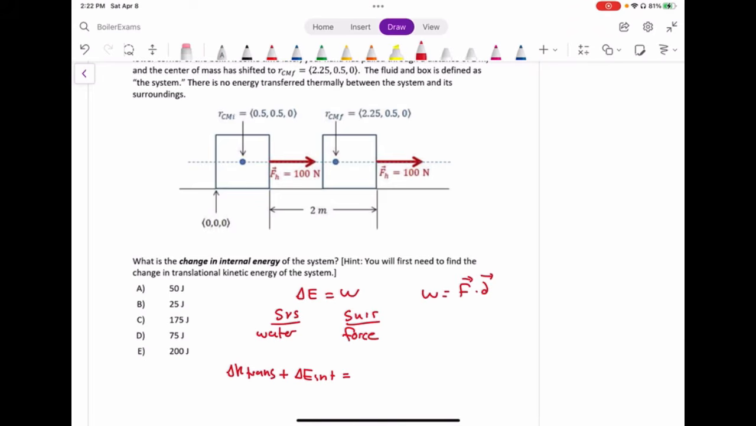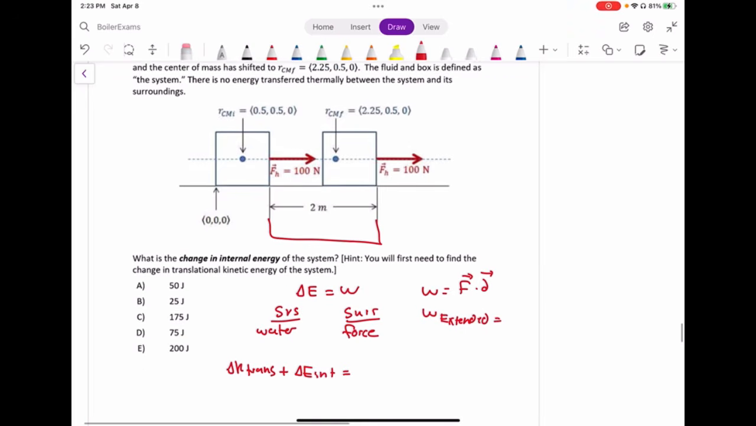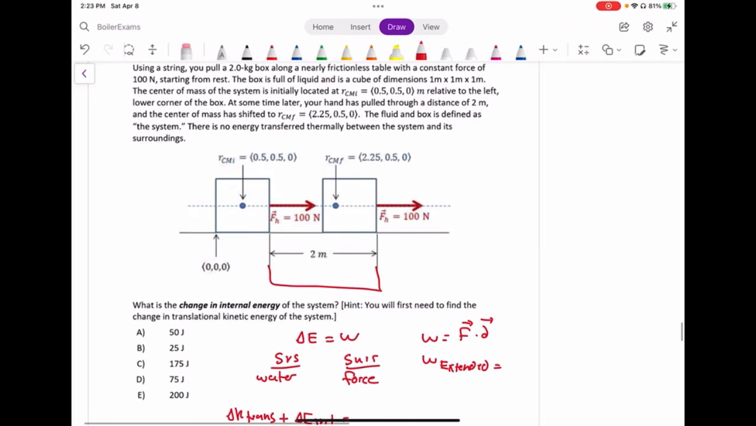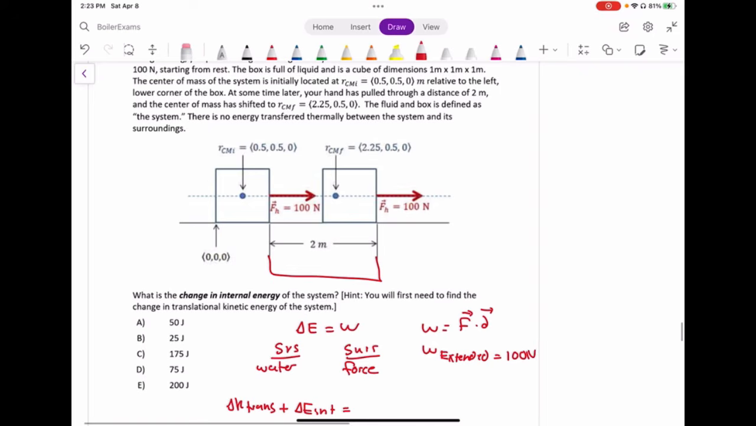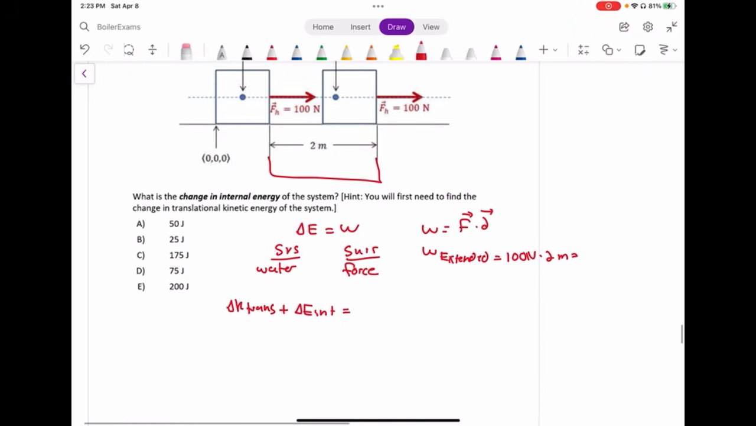When we're looking at the extended system, we're not looking at the center of mass. So even though the center of mass only went through that distance, which is 1.75, the force was applied for the entire 2 meters. So our work on the extended system is equal to the force times that full distance, where you're pulling with 100 newtons. 100 newtons times 2 meters. So the work is 200 there for the extended system.